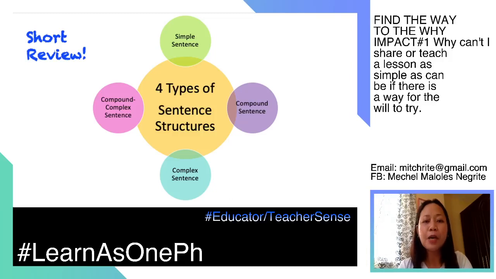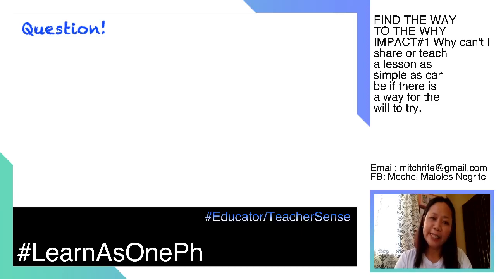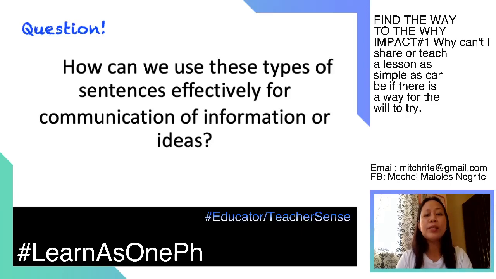From my previous class, when there was no ECQ yet and schooling was still continuous, I already discussed this in our school, San Antonio Elementary School, with grade 6 Jade and grade 6 Sapphire. I wish that we can review, we can learn again, and we can challenge ourselves again. So, again, we will focus this class on compound sentences and complex sentences. This is our big question for this class: how can we use these types of sentences effectively for communication of information or ideas?